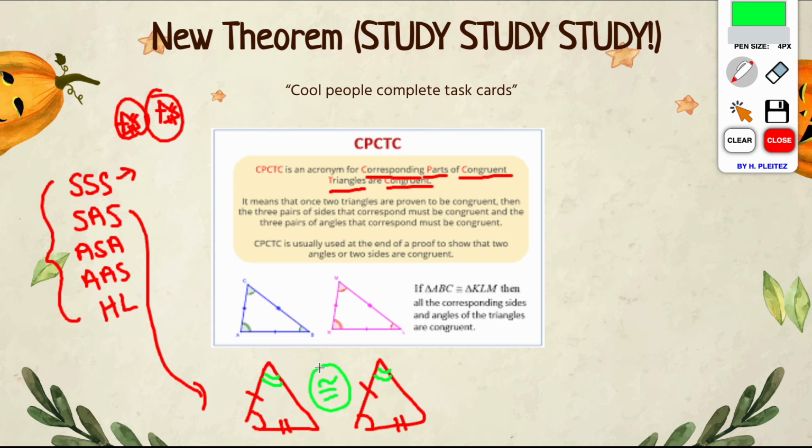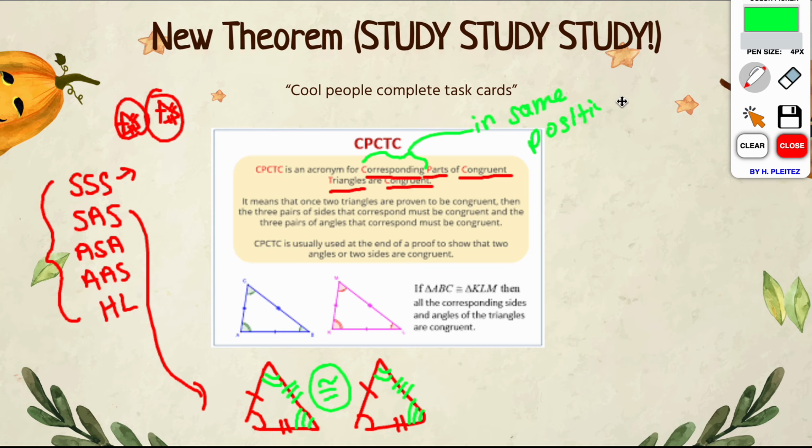Next, I have these 2 angles. I don't know any information yet, but since I know those 2 triangles are congruent and those 2 angles are corresponding, using CPCTC, I can say that those 2 angles are congruent as well. Last but not least, we don't have any information about this side here. However, we know that our 2 triangles are congruent. Therefore, this side and this side must be congruent to one another because they are corresponding. Remember, corresponding just means that we're in the same position.